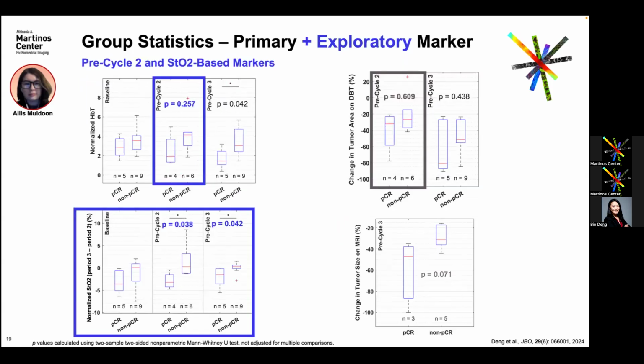Then we look at other imaging markers at early time points. Normalized HBT at pre-cycle 2 is not significant, which means the decrease in HBT comes later. Similarly, the size at pre-cycle 2 is also not significant between the two groups. However, the tissue saturation in response to partial release of the compression is significant at both pre-cycle 2 and pre-cycle 3, indicating it could be an earlier predictor of treatment response.